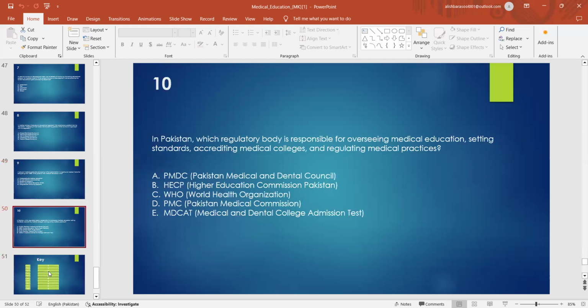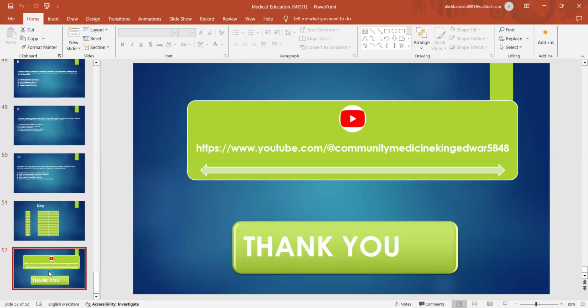In Pakistan, which regulatory body is responsible for overseeing the medical education, setting standards, accrediting the medical colleges, and regulating the medical practices? A, Pakistan Medical and Dental Council, Higher Education Commission, World Health Organization, Pakistan Medical Commission, Medical and Dental College Admission Test. A. Yes, it's the right answer. This is the key of the MCQs.